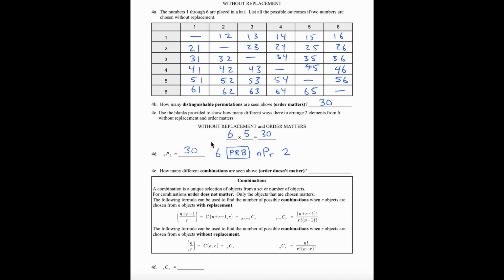To do it on the TI-84, you'll want to hit 6, then the math button, you'll want to go over to probability, and then from that menu, choice 2 is NPR. So that's how we can get that on the TI-84 Plus.